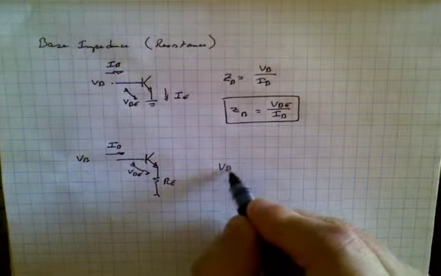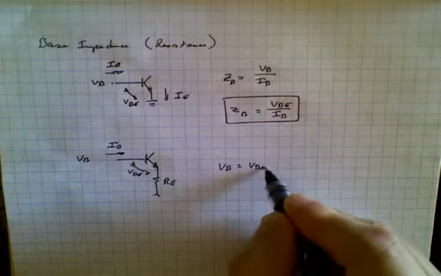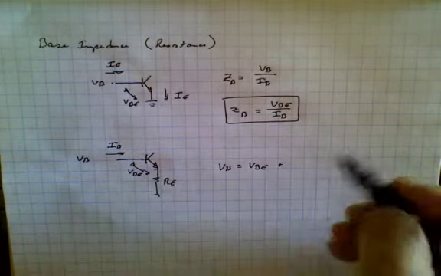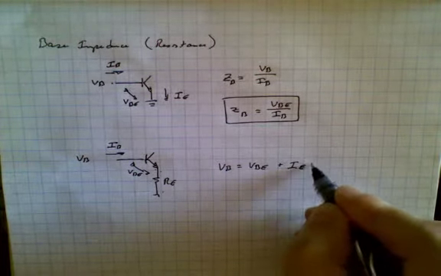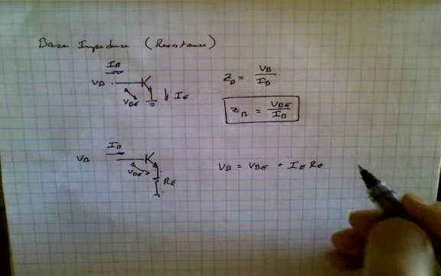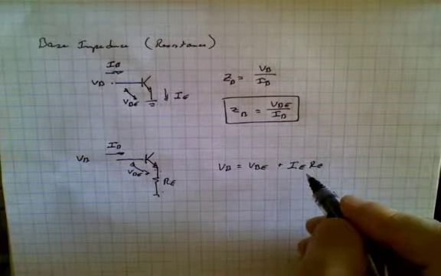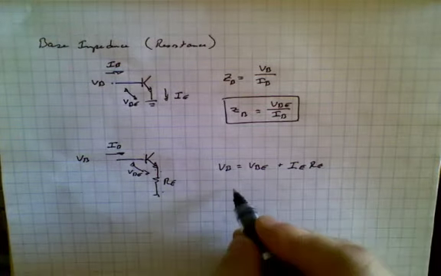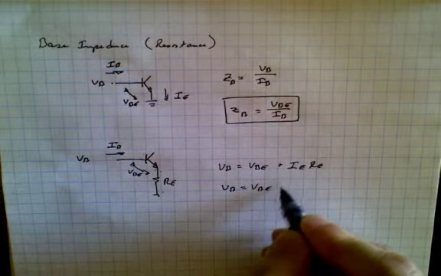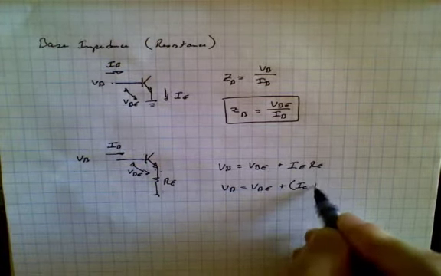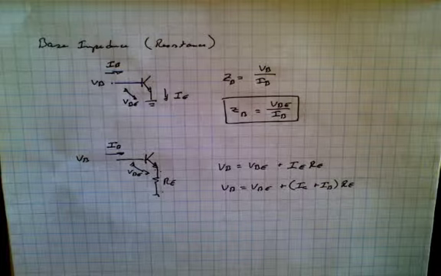Well, the voltage at the base, according to Kirchhoff's voltage law, is equal to the voltage base to emitter plus the drop across RE. That happens to be the emitter current, IE, times RE. Now, we'd like to write this in terms of base currents. And so we recognize that IE is actually made up of two components, and those are IC plus IB. So this is an equally true statement.